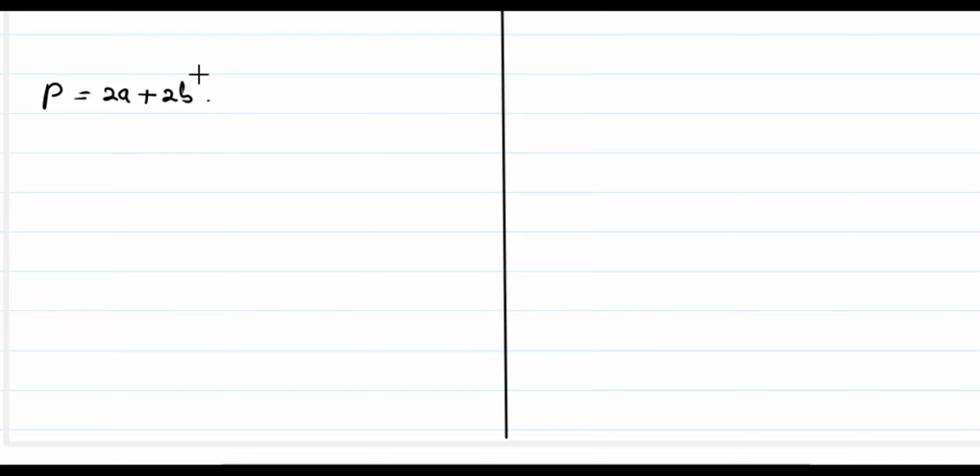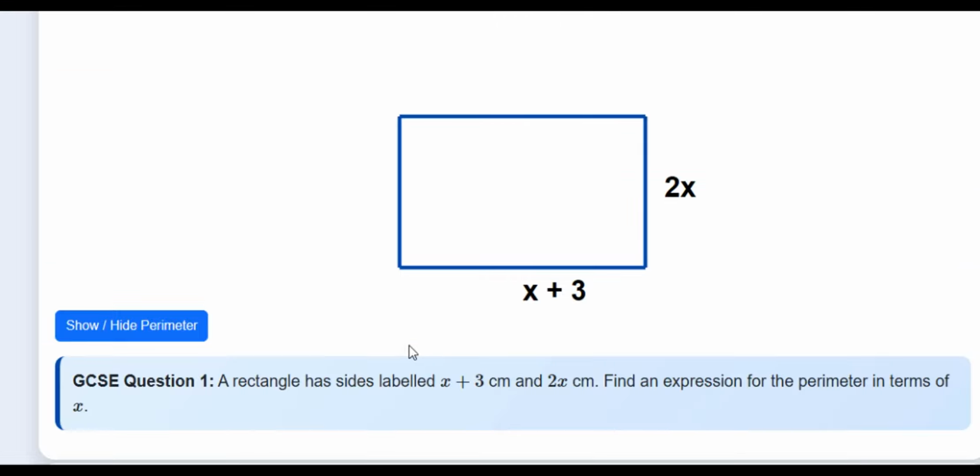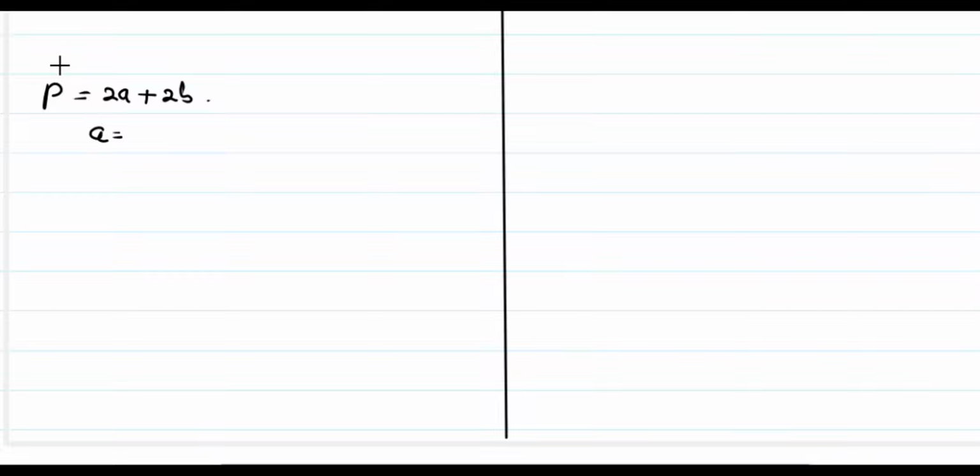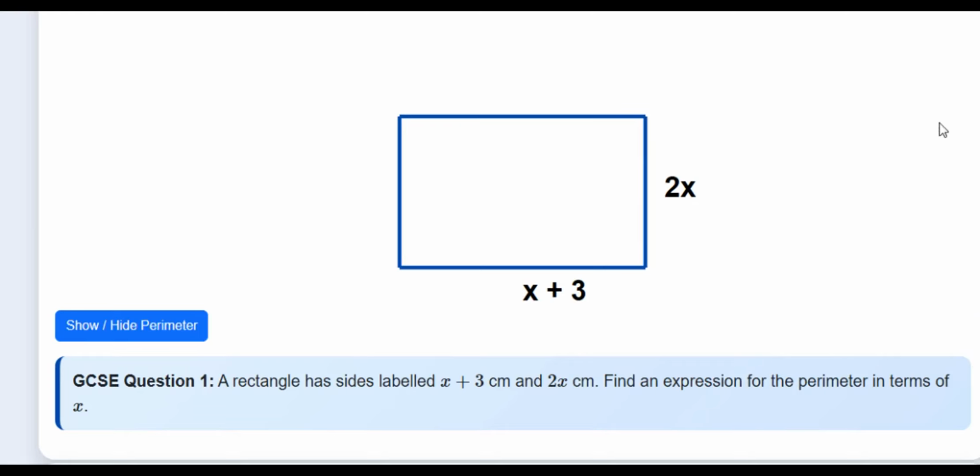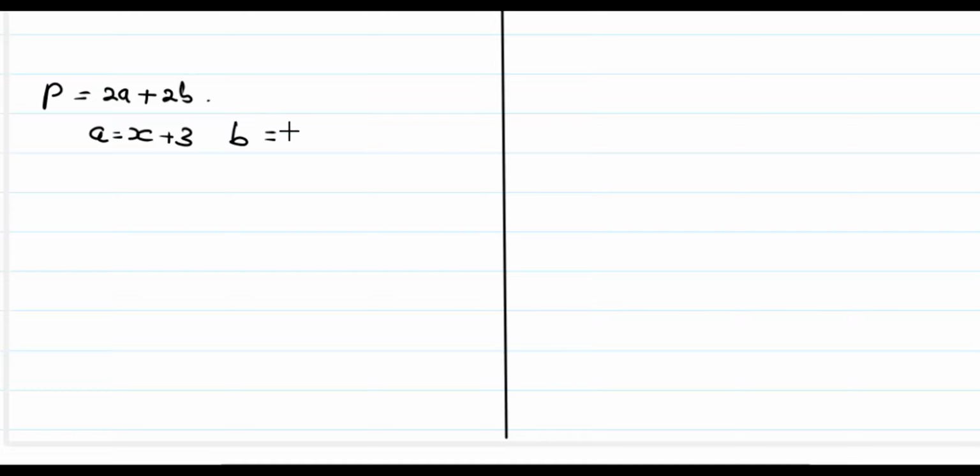So now, since we have the formula, and we are given here, of course, A is x plus 3, then B is 2x. Then to find the perimeter for this, it will be P equals 2 into here, which is x plus 3, then plus 2B, which is 2 into 2x of that.